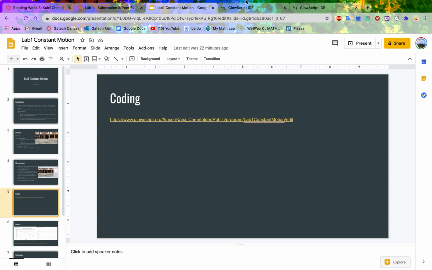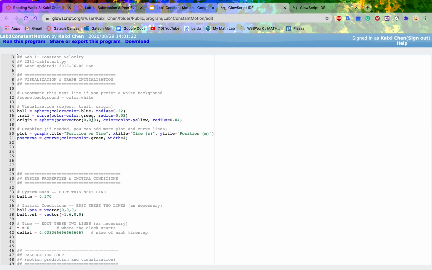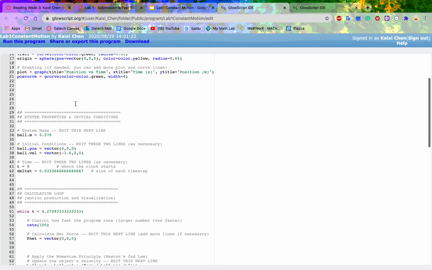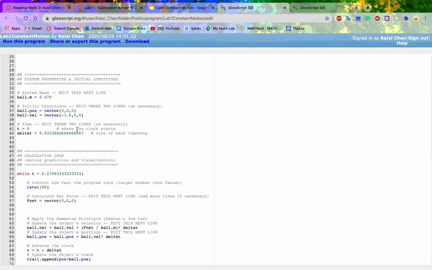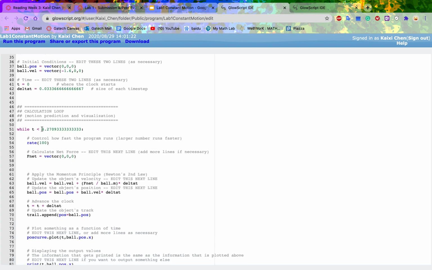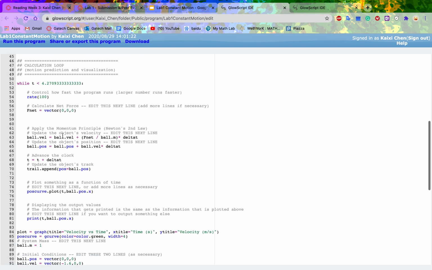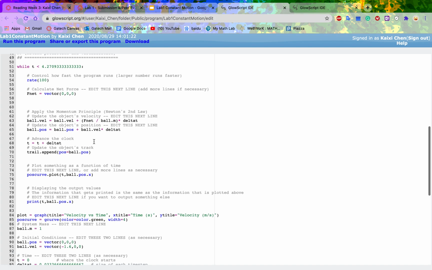Here's my code. This part just creates a ball and then graphs the position versus time. Here I have the initial velocity, and that's each delta t, given from Tracker, and that's the total amount of time, 4.27 seconds. And here it calculates the velocity using Newton's second law, and that's the position update function.